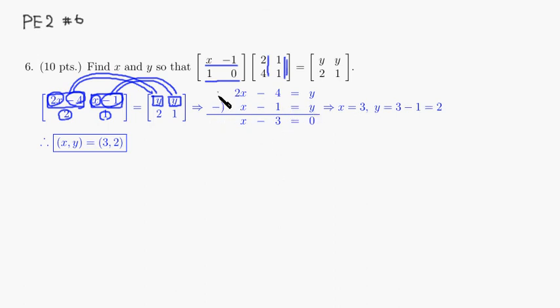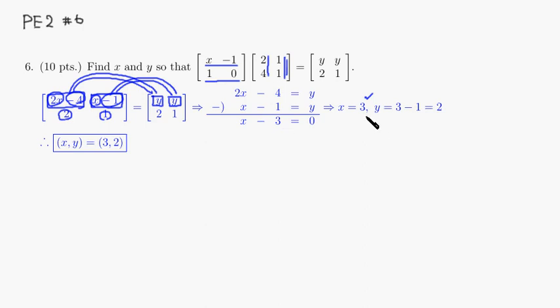Then we can just carry out the subtraction. 2x minus x is just x. Negative 4 minus negative 1, so you're adding 1 to negative 4, gives negative 3. That is equal to y minus 1, which is 0. By adding 3 to both sides, we get x equals 3.